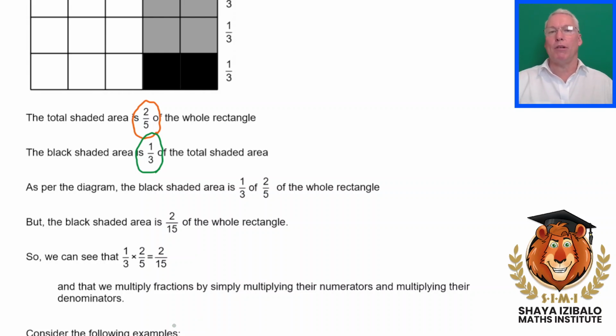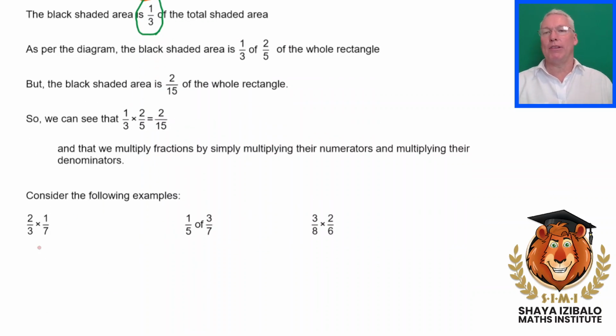But what we've established is that when we multiply fractions, we multiply the tops and we multiply the bottoms. We do not need common denominators. We just multiply the tops and we multiply the bottoms. So let's just do a couple of examples. 2/3 times 1/7. 2 times 1 is 2. 3 times 7, 21.